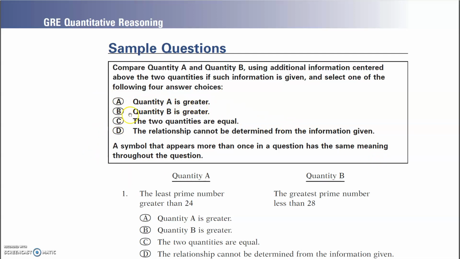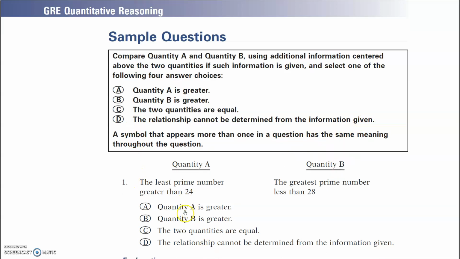If you pick option B, it means that B is greater than A. If you pick C, it means the two are equal. If you pick D, it means the relationship cannot be determined from the information given. So that's just the rule, and that's what we have here.